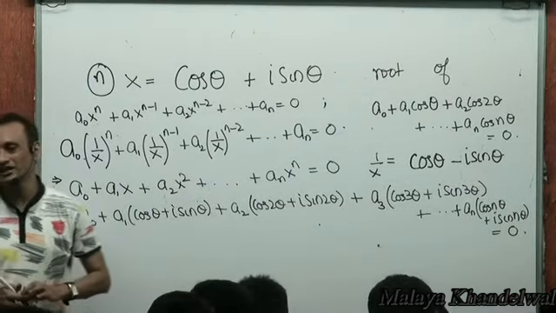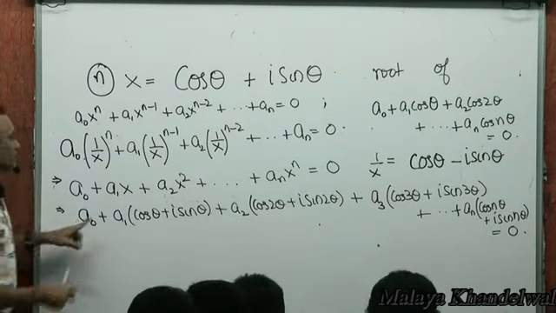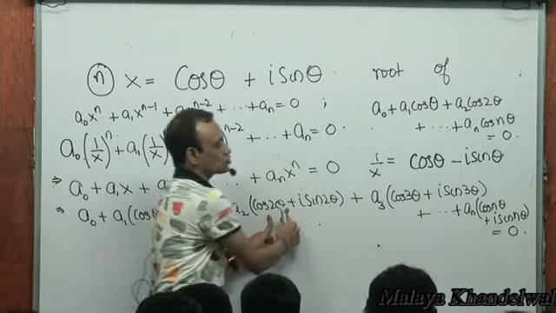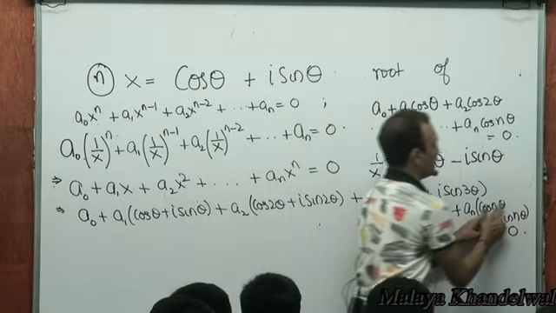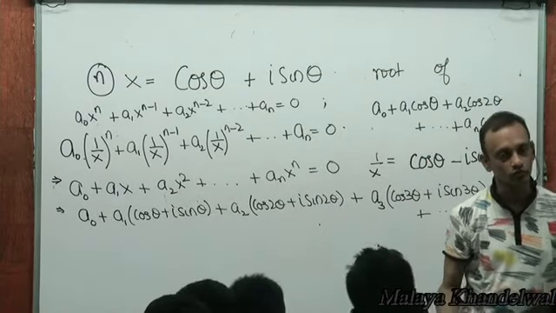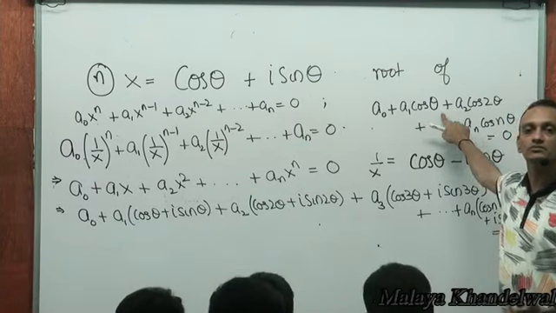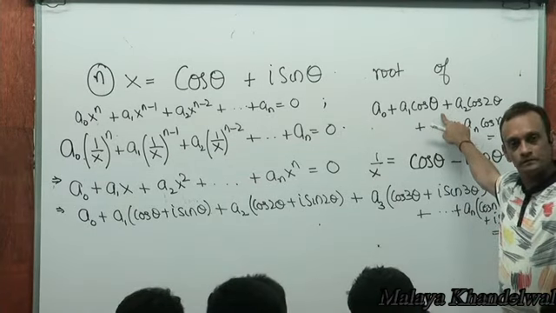Equate real and imaginary part. So if you equate the real part on the left hand side, a0 plus a1 cos theta plus a2 cos 2 theta plus a3 cos 3 theta plus an cos n theta, that must be 0, which will produce the required result given as such. Is that fine?